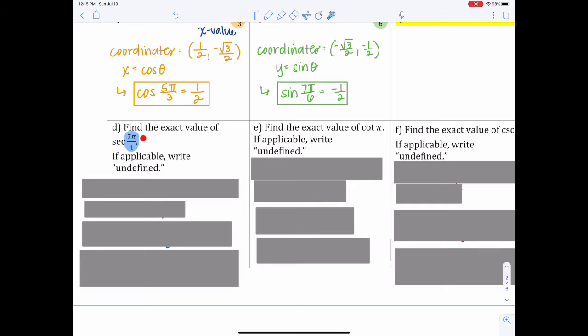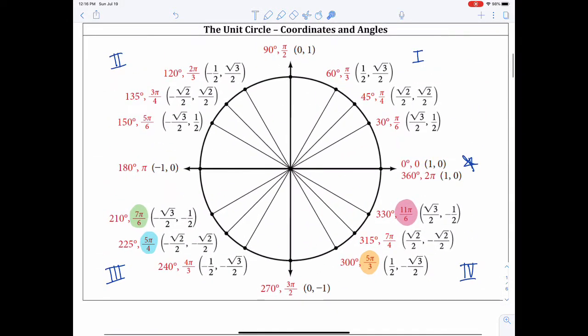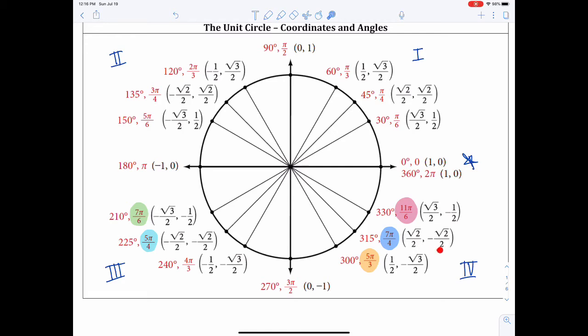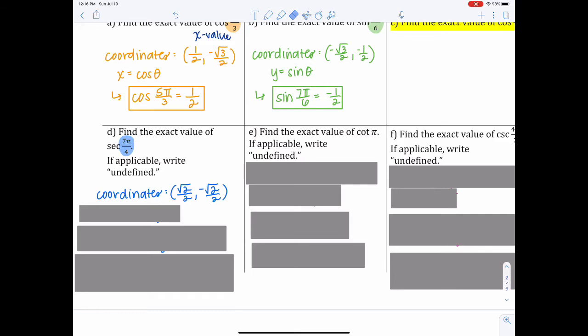Let's look for 7 pi over 4 first. So 7 pi over 4, just thinking about that, that's really close to 2 wholes because, again, 2 wholes would be 8 over 4. So let's look for 7 pi over 4 on our unit circle. We're scrolling up. There we go. So 7 pi over 4 is right here. So now we're looking at these coordinates right here. So we have the square root of 2 over 2, comma negative square root 2 over 2. So we're going to write those coordinates on our problem. So we have the coordinates square root of 2 over 2, comma negative square root of 2 over 2.